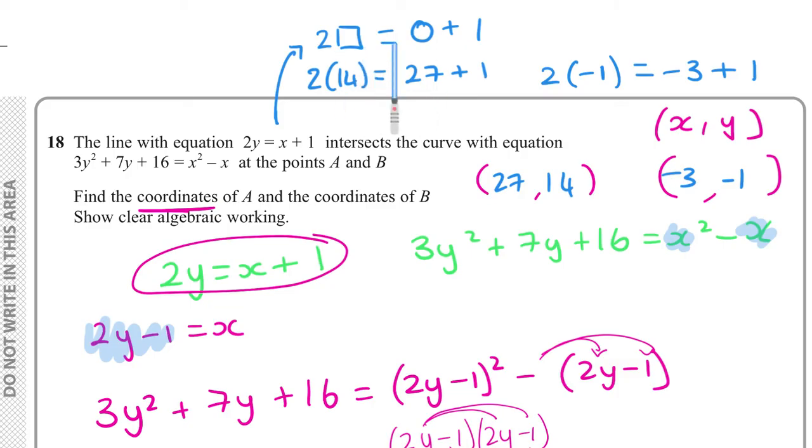Obviously we'll be able to find other numbers for this one to work, so you have to make sure that these are correct. But what I'm saying is these are the only pairs of numbers that will work for this one and this one. I'm saying here that 3 lots of 14 squared plus 7 lots of 14 plus 16 equals 27 squared minus 27. If you put that in, it's going to equal each other. That's the whole point. It's the beauty of mathematics.